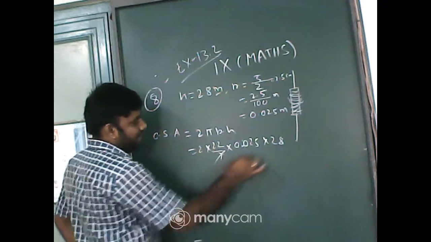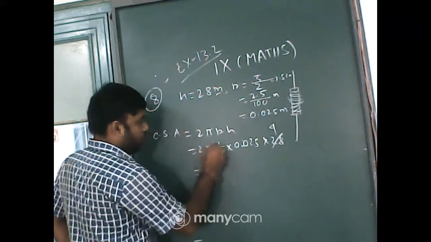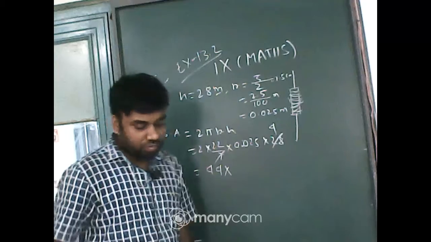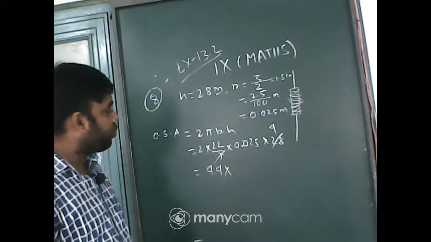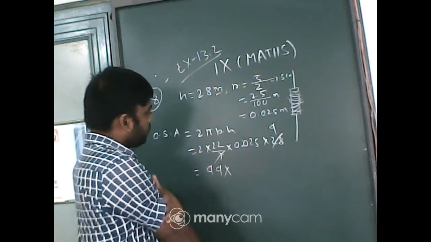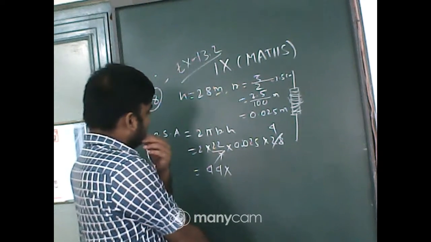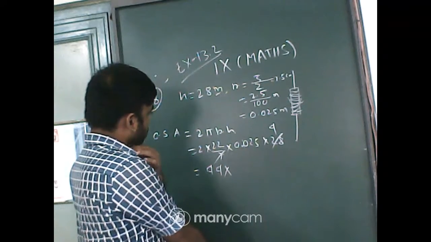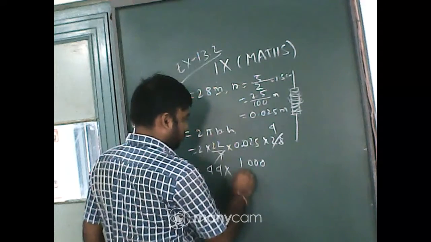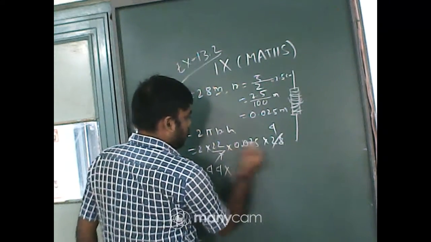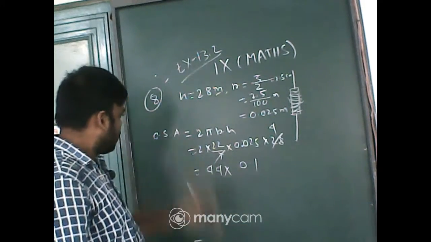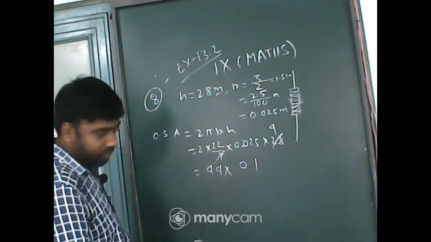Now students, just think about that. 7, 4, 2 into 22, that is 44, and 0.025 into 4. What will be the sum? That will be just, okay, so it will be 0.1. I think it will be 0.1. Is it?